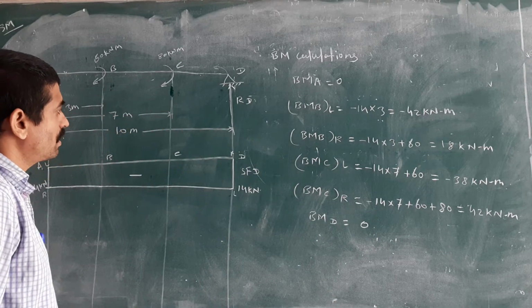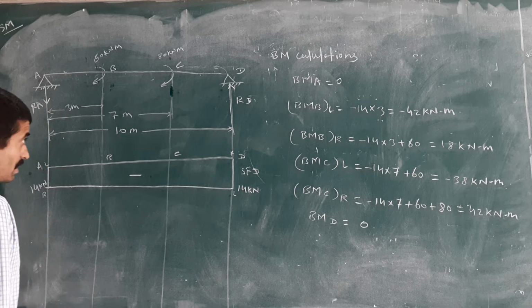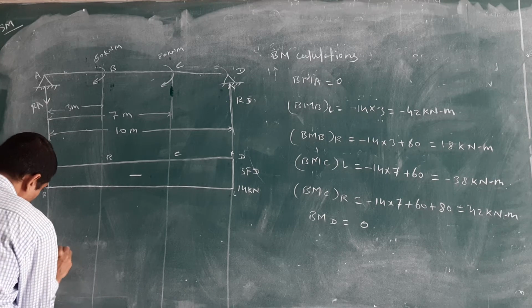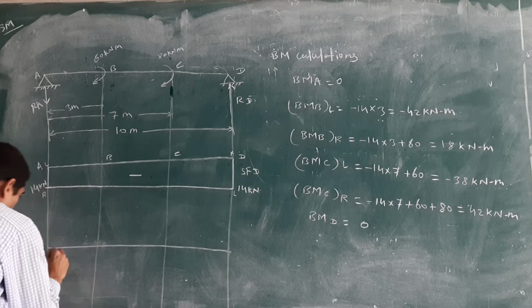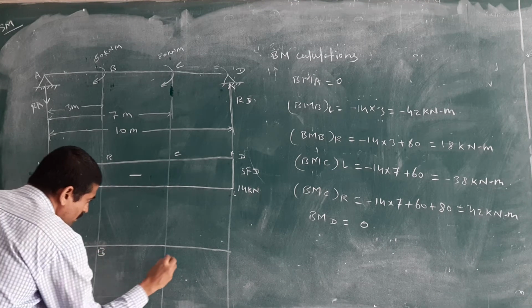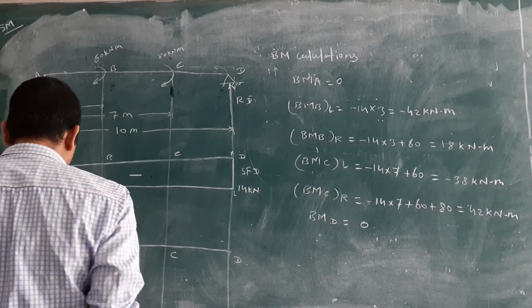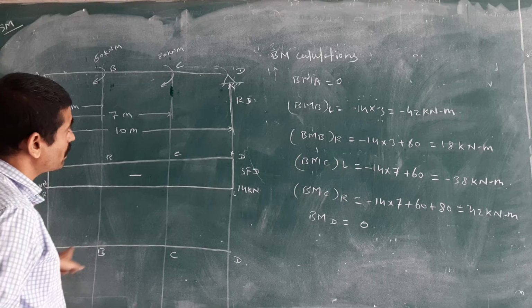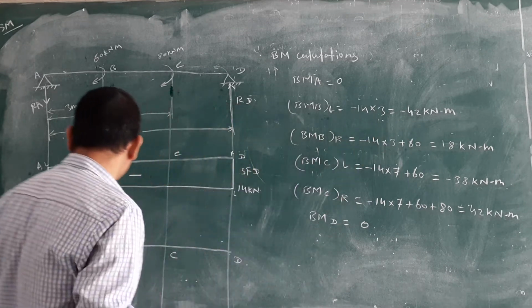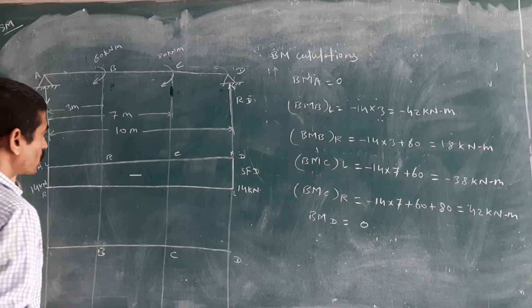Once you have got all the values, then you can draw the bending moment diagram. First, I will draw here the 0 line and give the names of the points. A, B, C and D are there. Okay. Then you should draw bending moment at point A, 0. Bending moment at B, just left side, minus 42. Okay. Means A to B will have the value minus 42.